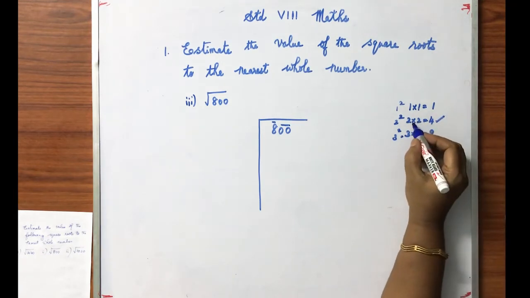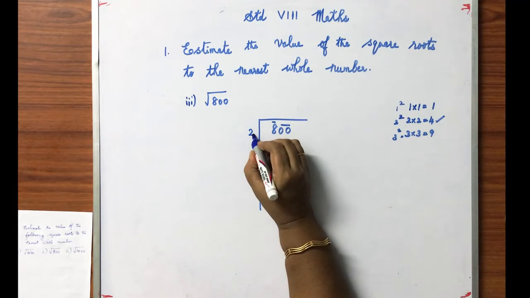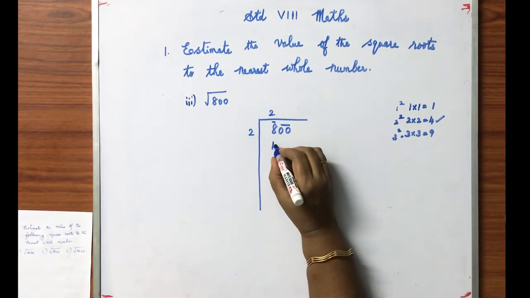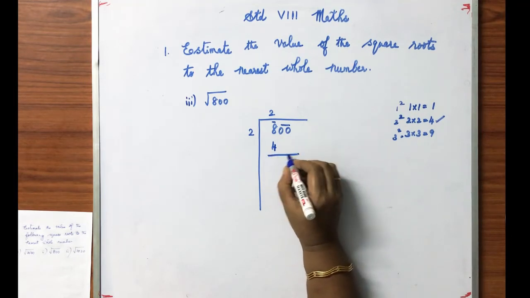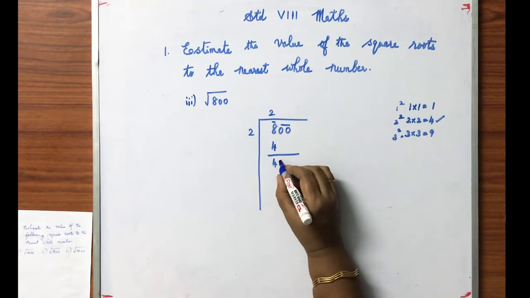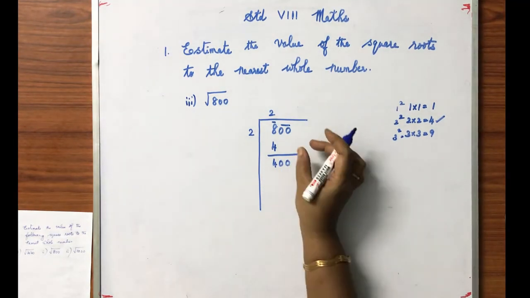So now what number? 2 2s are 4. So 2 should be written as divisor and 2 should be written in the quotient. So 2 2s are 4. Now subtract. 8 minus 4 is 4. Bring the next pair. So 2 zeros. Remember, we should not bring down one number. We have to bring down the pair.